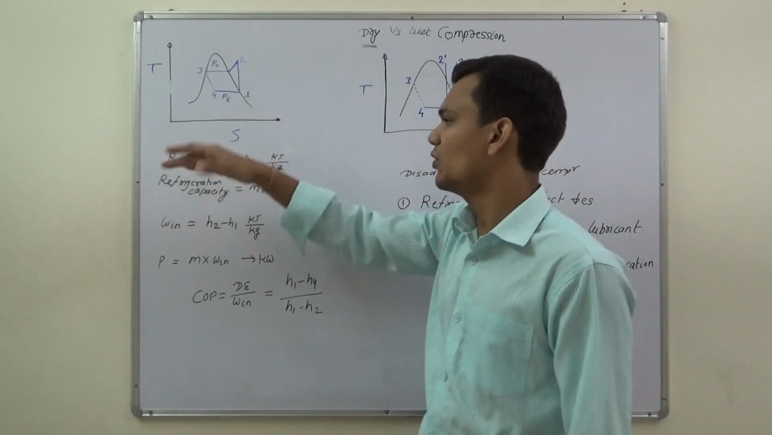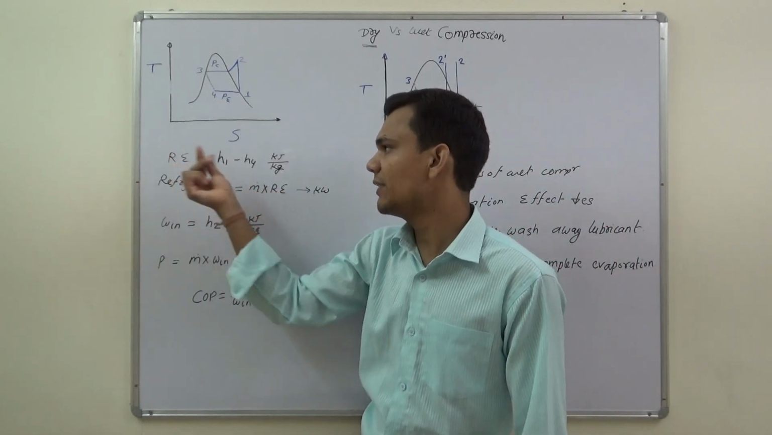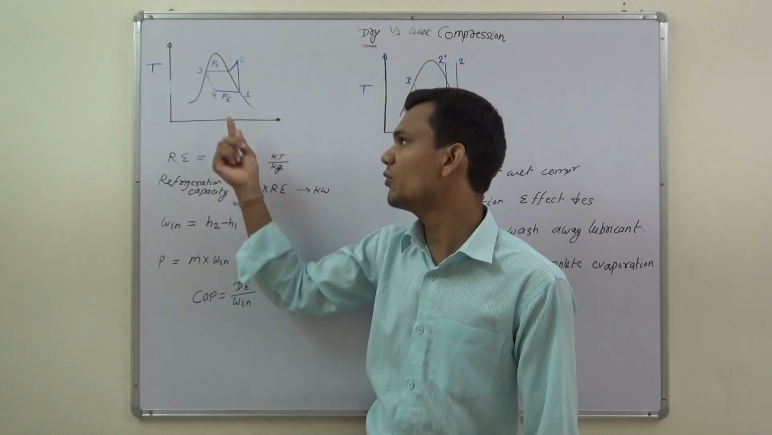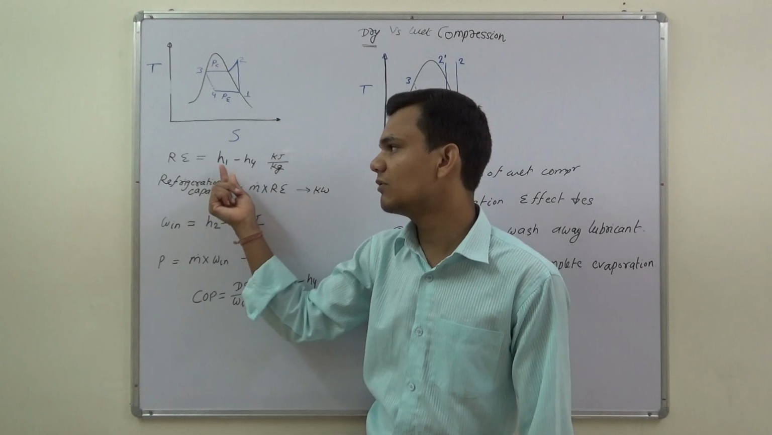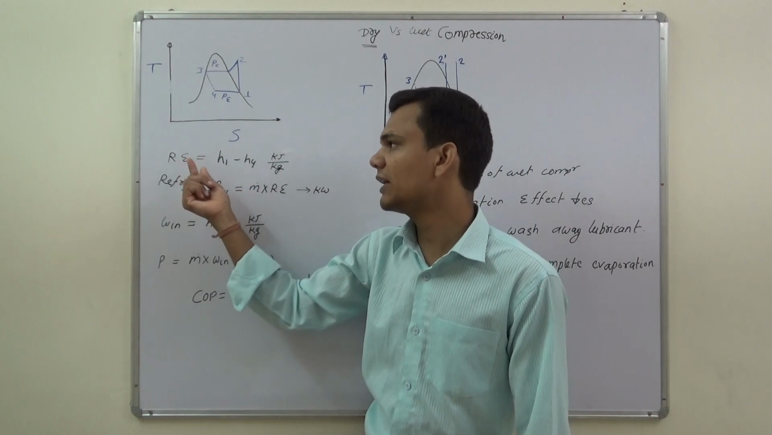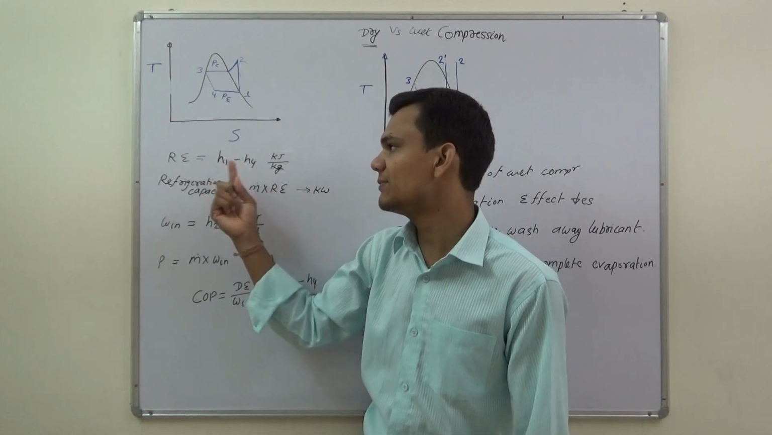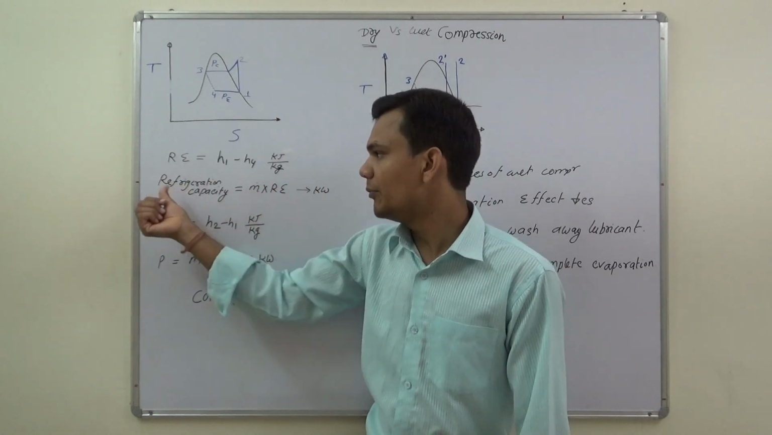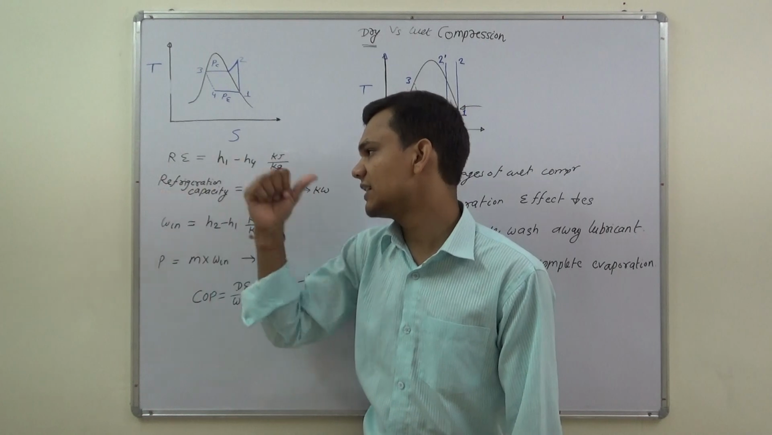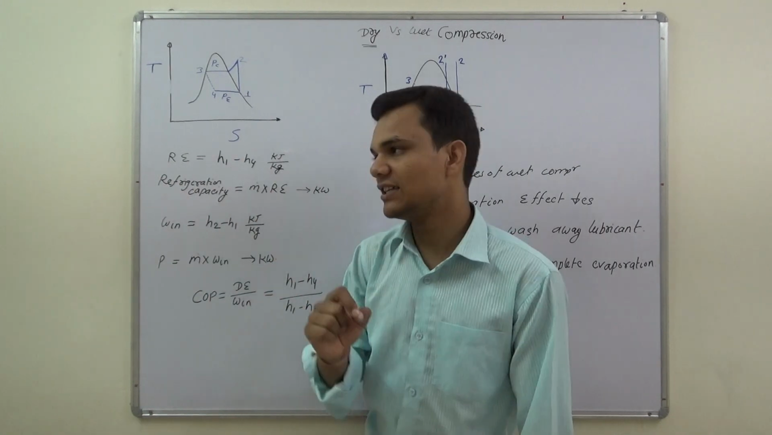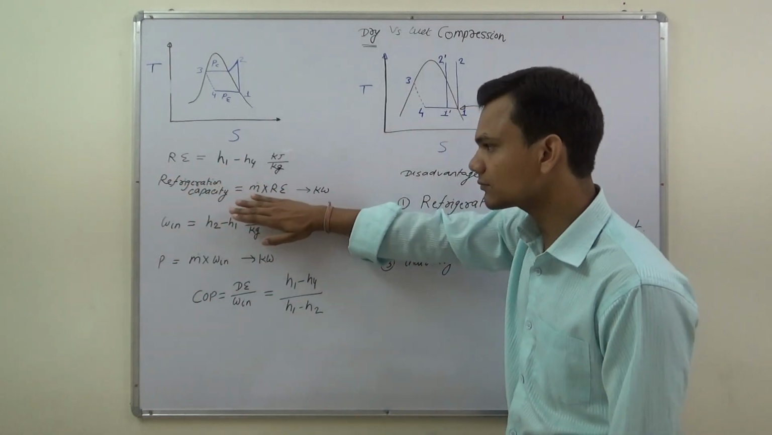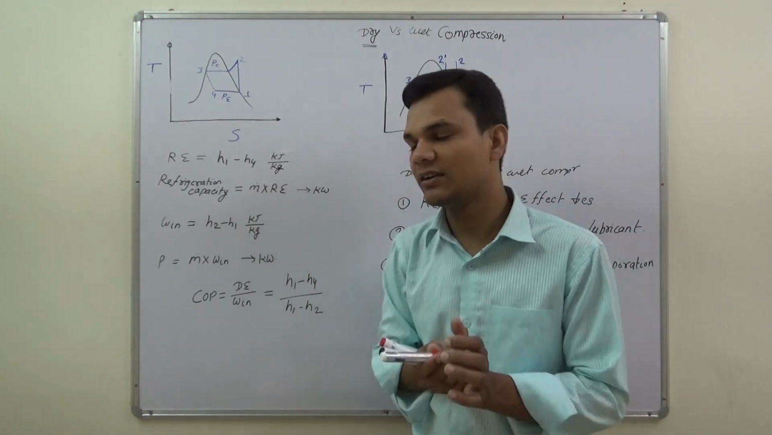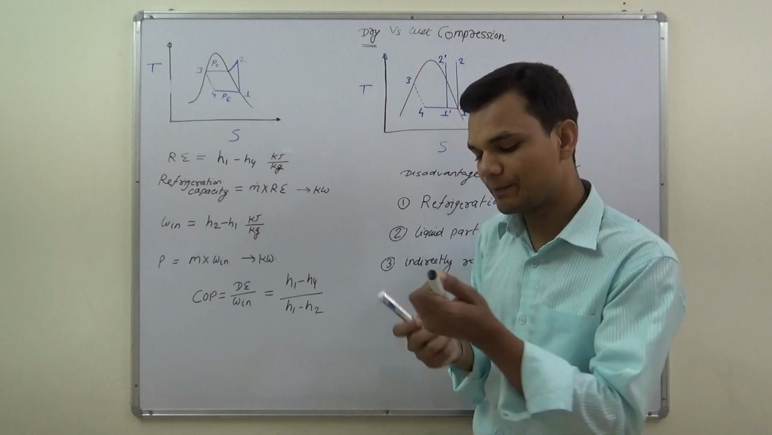Here I write some formulas related to refrigeration effect. Refrigeration effect we get in the evaporator from point 4 to point 1. So the formula for the evaporator or refrigeration effect is H1 minus H4, and the unit will be kilojoule per kg. If we talk about refrigeration capacity, then the formula will be mass flow rate multiplied by refrigeration effect, and the unit will be kilowatt.